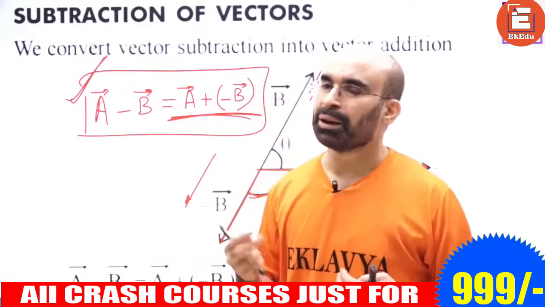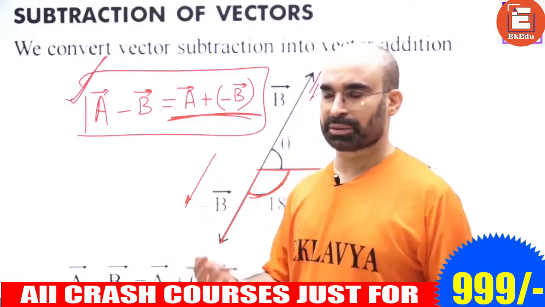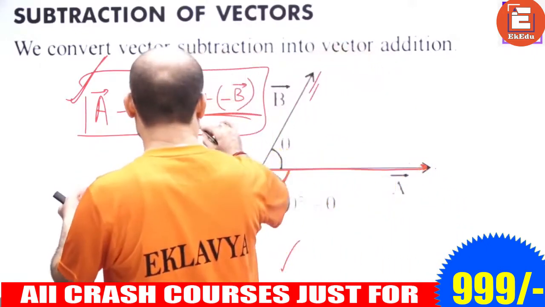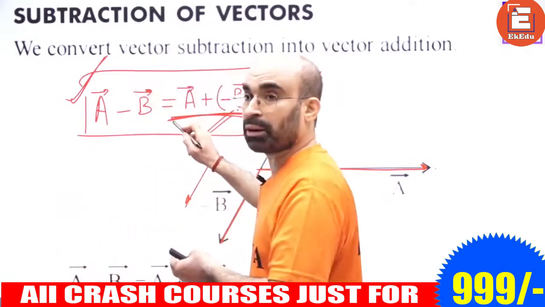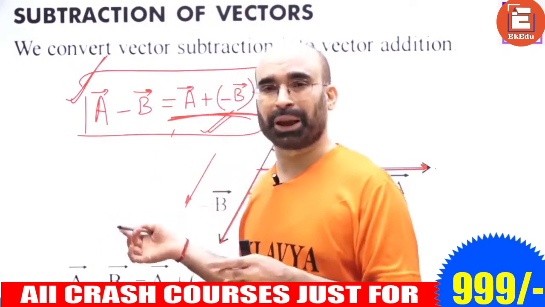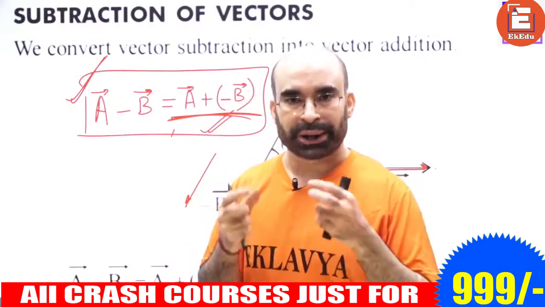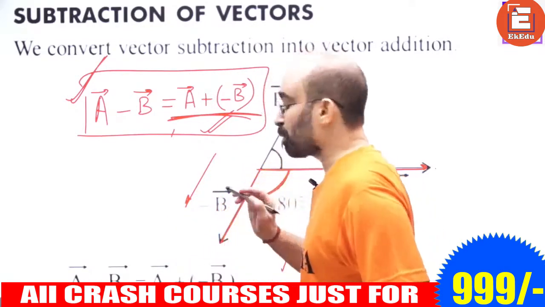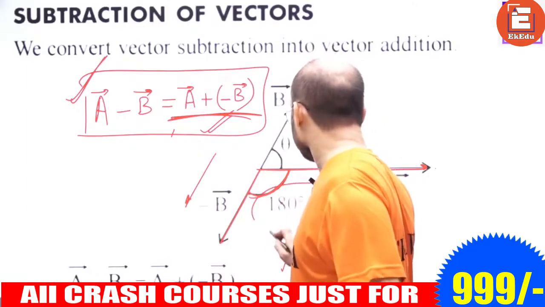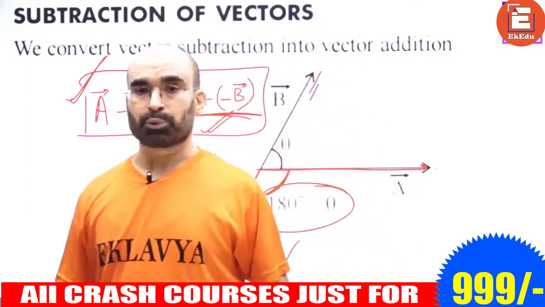And then simply you may get the vector sum as the sum of vector A and negative of vector B. So this is a simple thing. You know how to do the vector addition. Now one thing that you need to keep in mind is it is 180 minus theta.